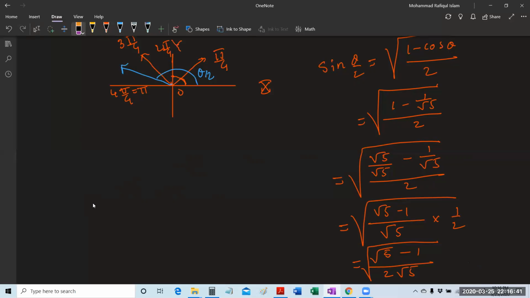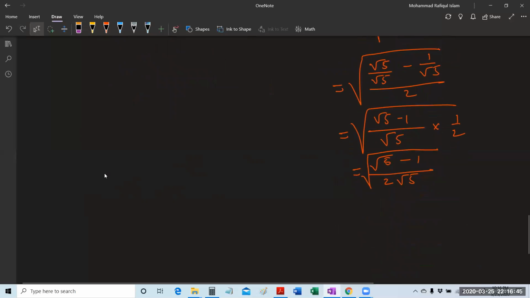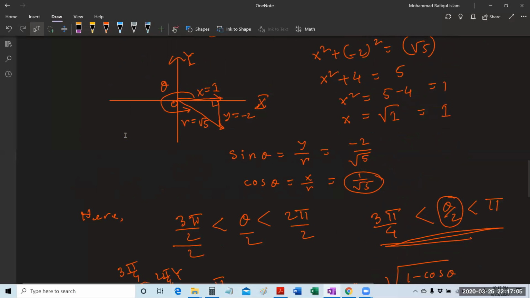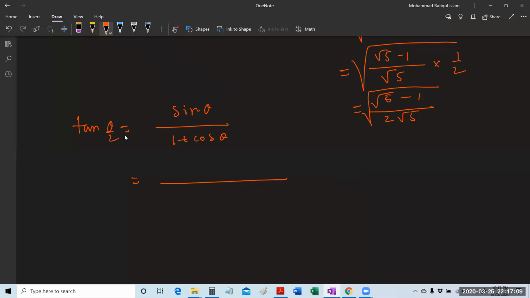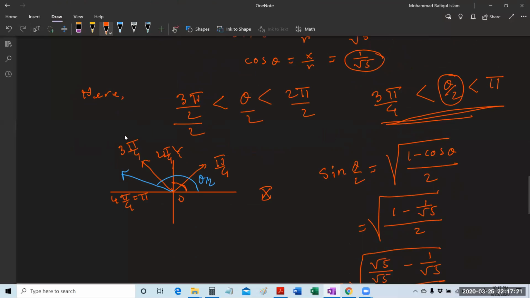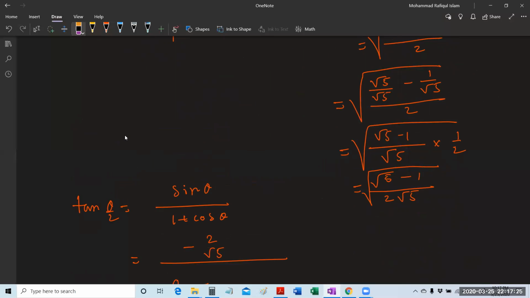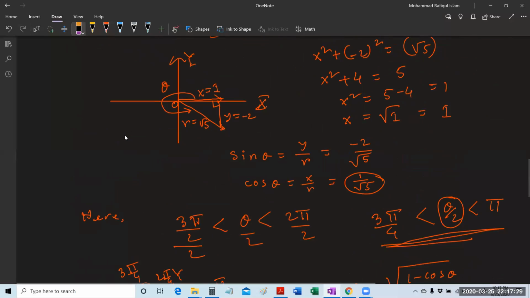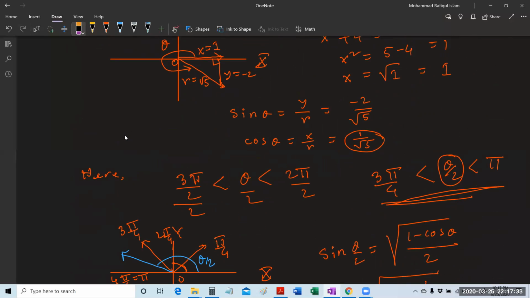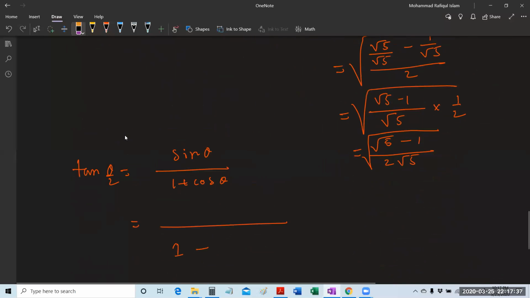Now we have to find the value of tan theta by 2. So tan theta by 2 equals sine theta over 1 plus cosine theta. We have already calculated the value of sine theta, which is negative 2 over root 5, and the value of cosine theta is, oh, I just messed up. No, it was alright. So sine theta is negative 2 over root 5 and cosine theta is positive 1 over root 5.